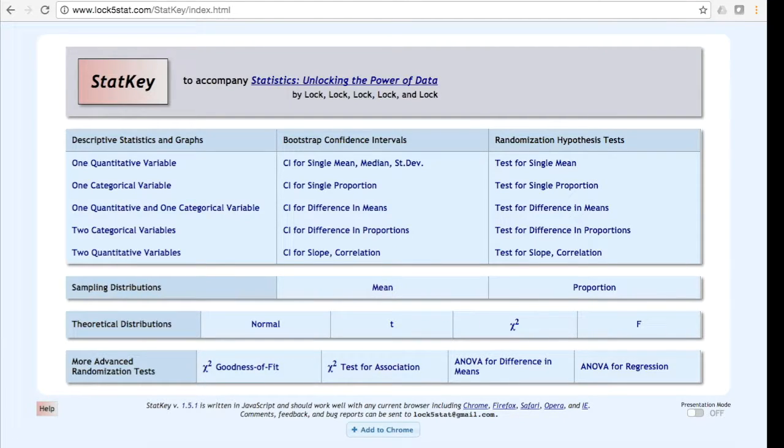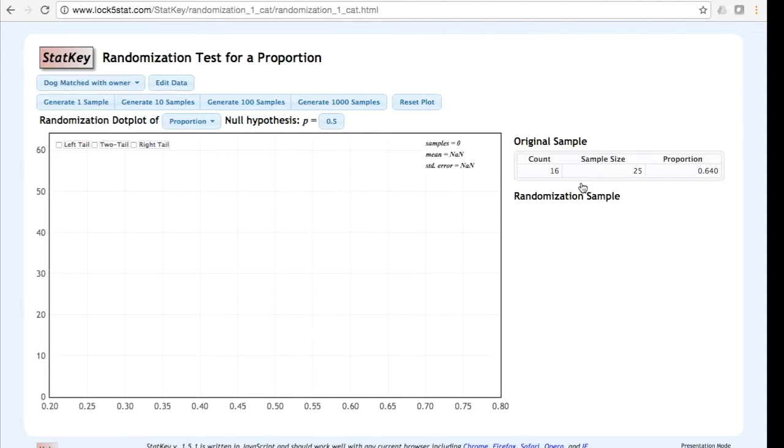Let's use StatKey to conduct a randomization hypothesis test for a single proportion. You can see that the default data set is dog matched with owner. There are some examples using this data set in your textbook. For this example, I'm going to edit the data.